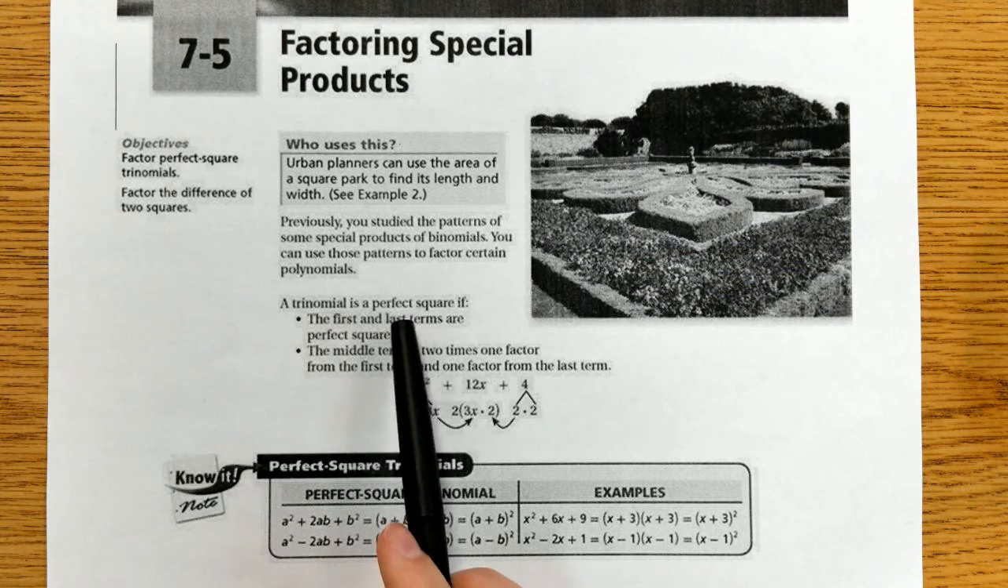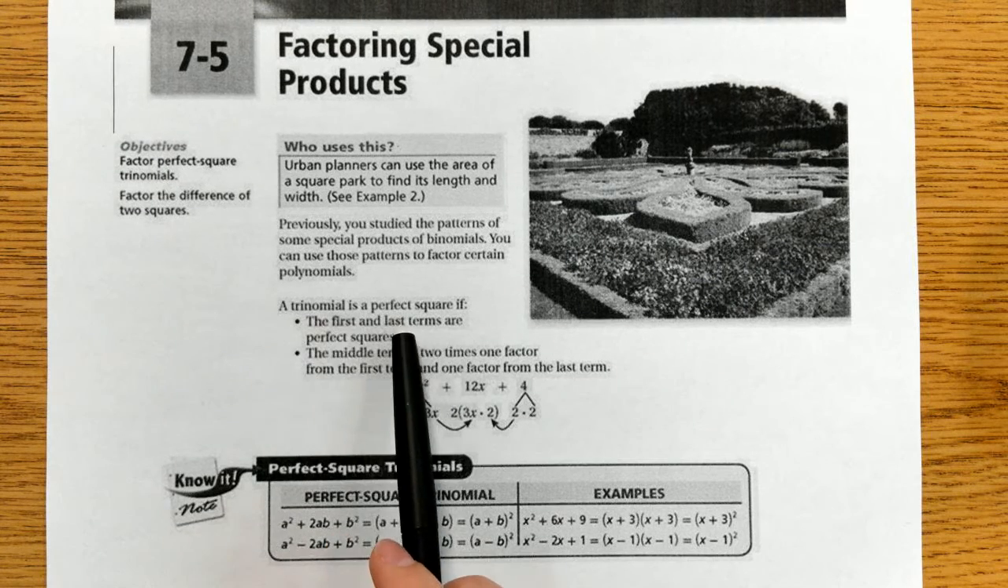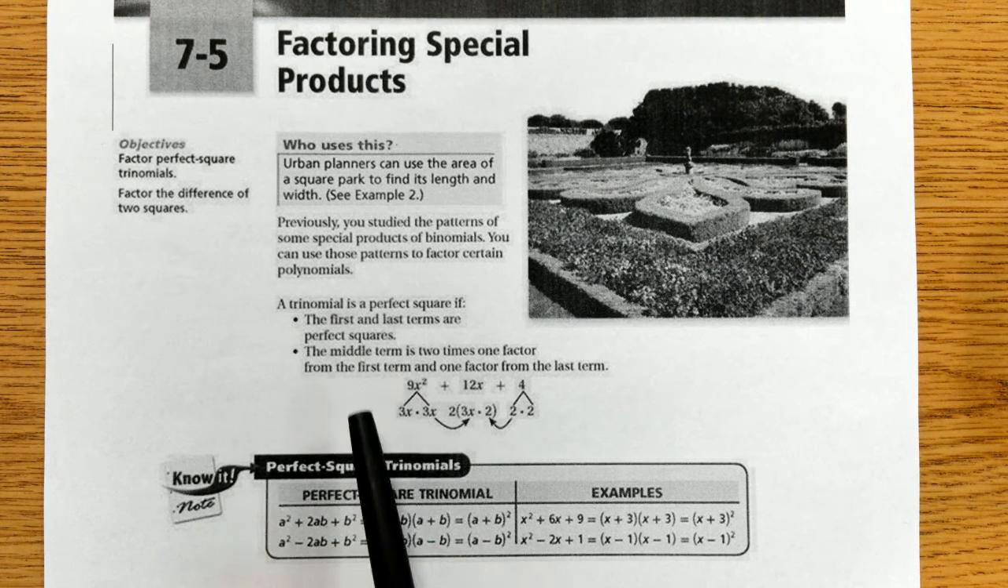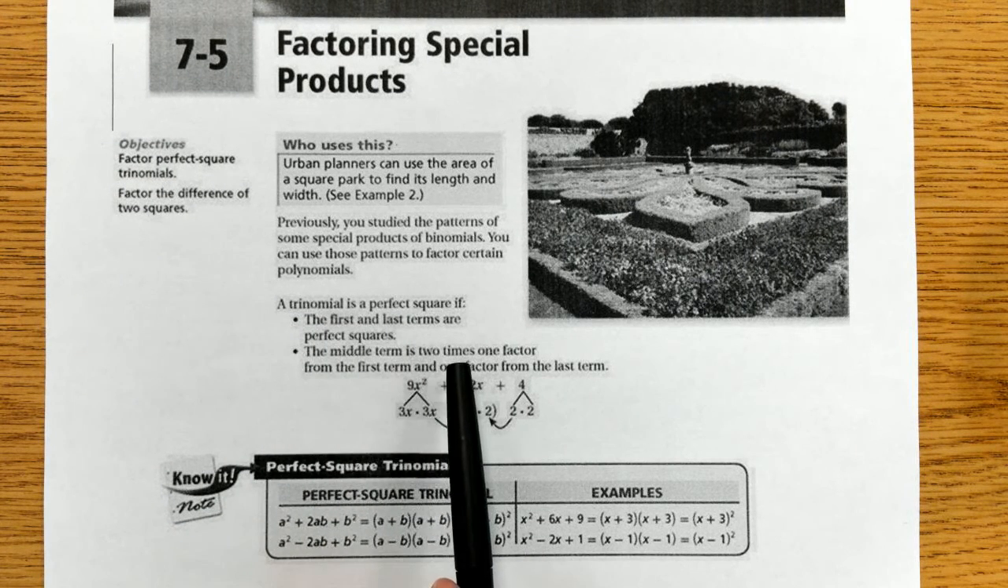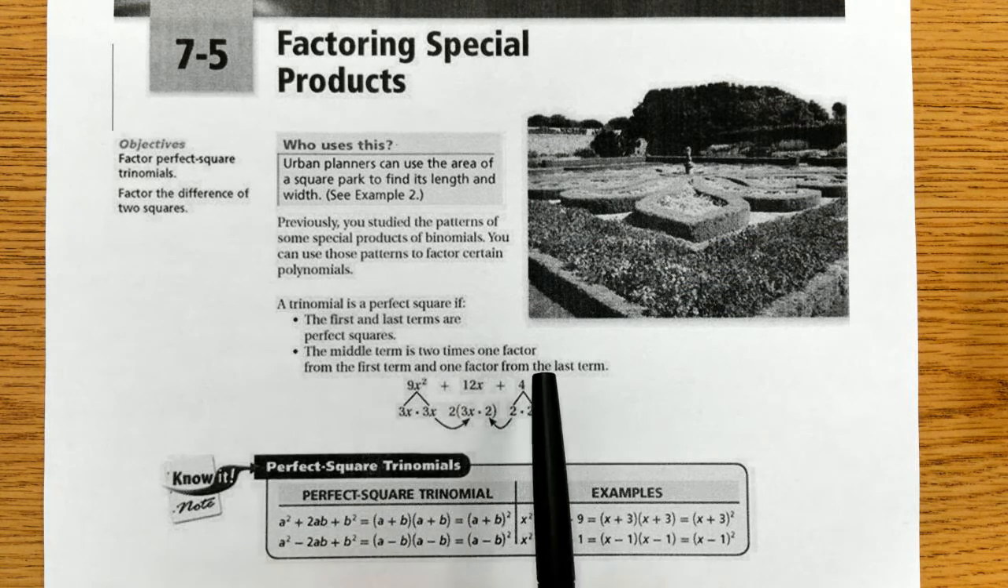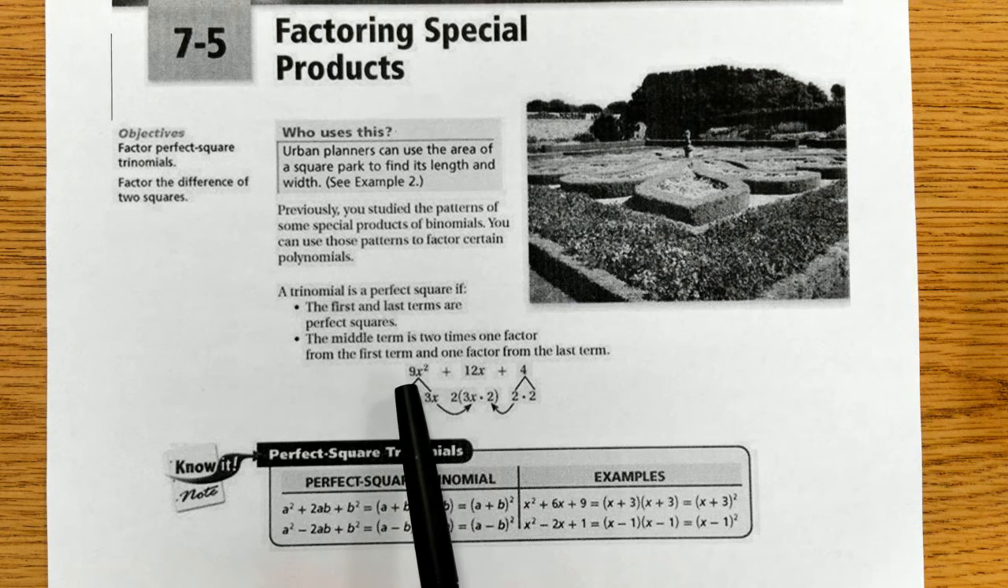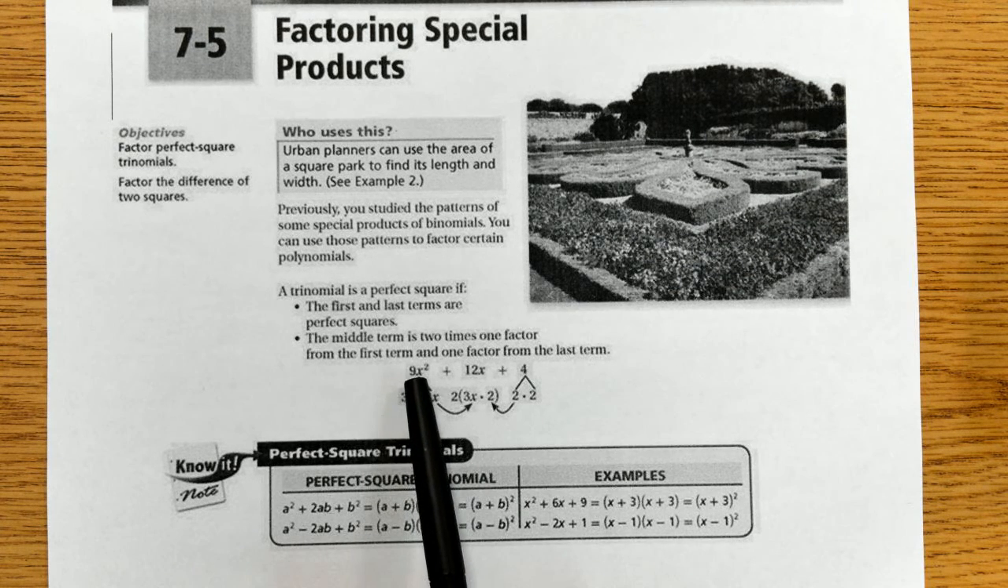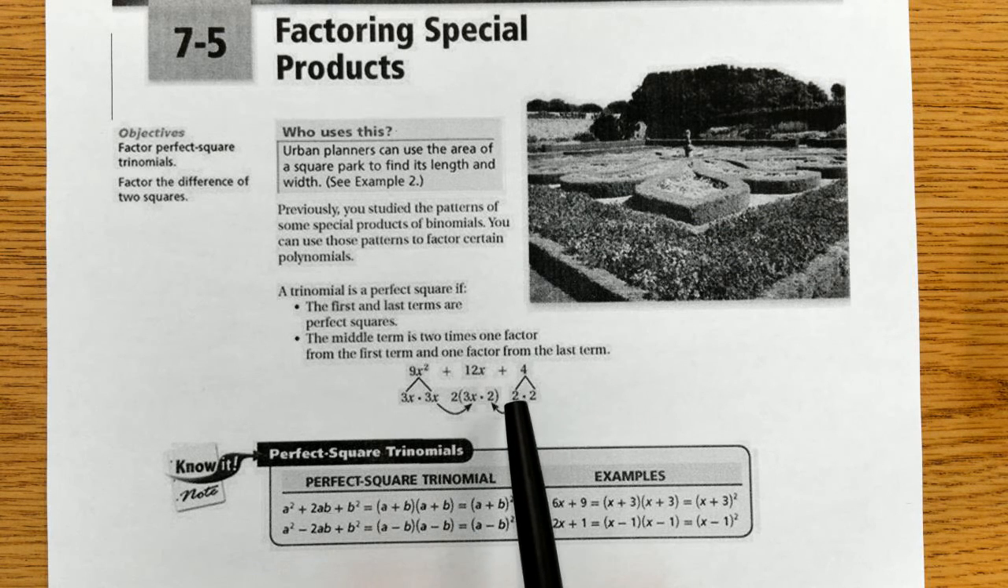A trinomial is a perfect square if the first and last terms are perfect squares. The middle term is 2 times one factor from the first term and one factor from the last term. So 9x squared is a perfect square. 9 is 3 times 3, and x squared is x times x. And then our last term, 4, is a perfect square.